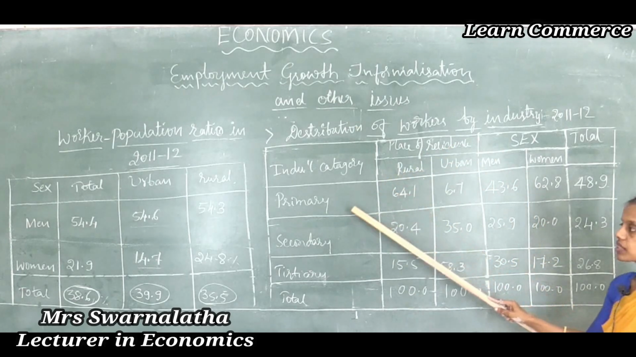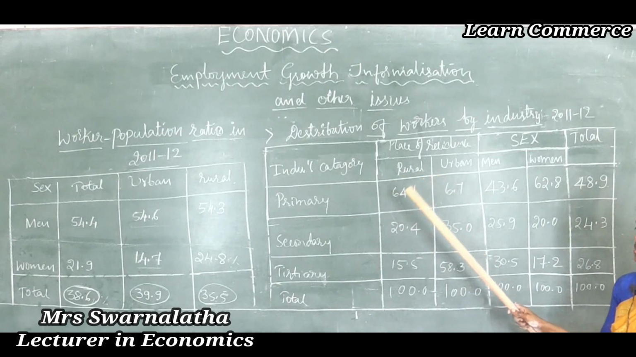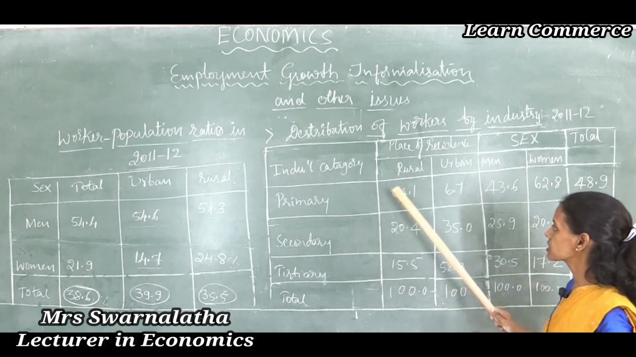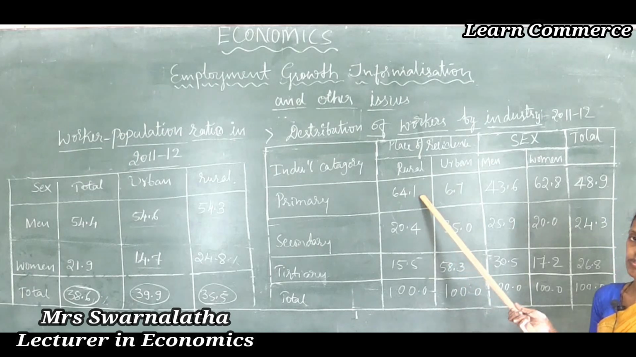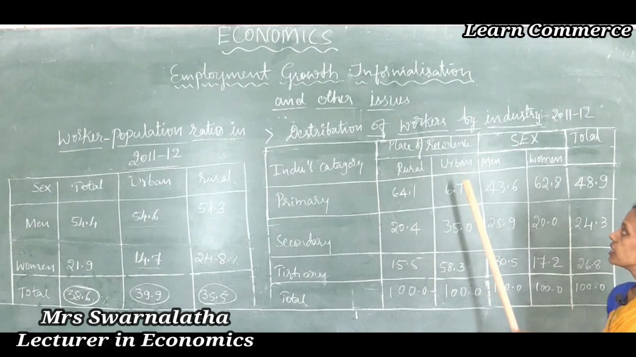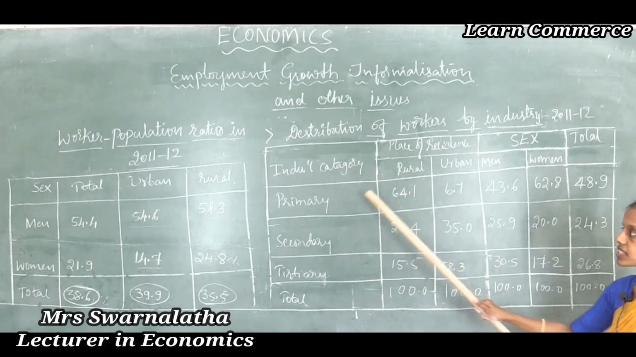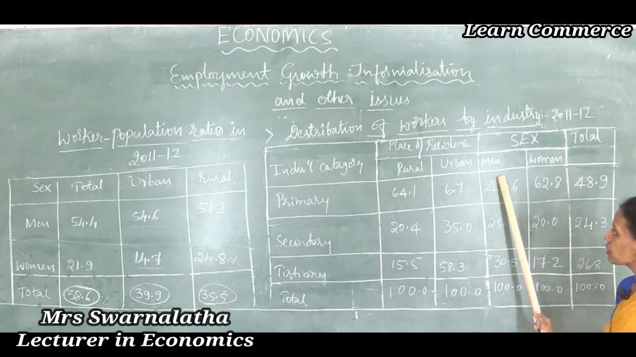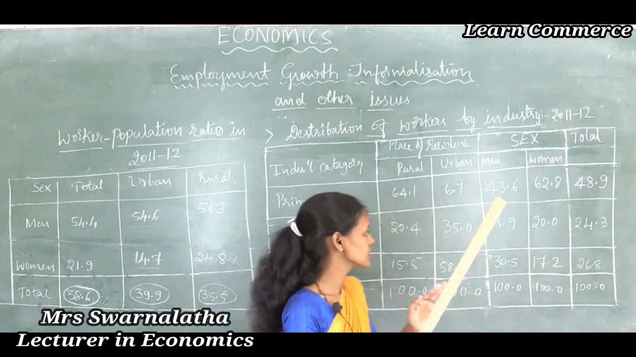So in the primary sector, the agricultural sector, you can see agriculture and agriculture related activities, any kind of agriculture related industrial activities. Of rural people, 64.1% were engaged in primary sector activities. Of urban people, 6.7% were engaged in primary sector activities. Then compare men and women in that particular primary sector.